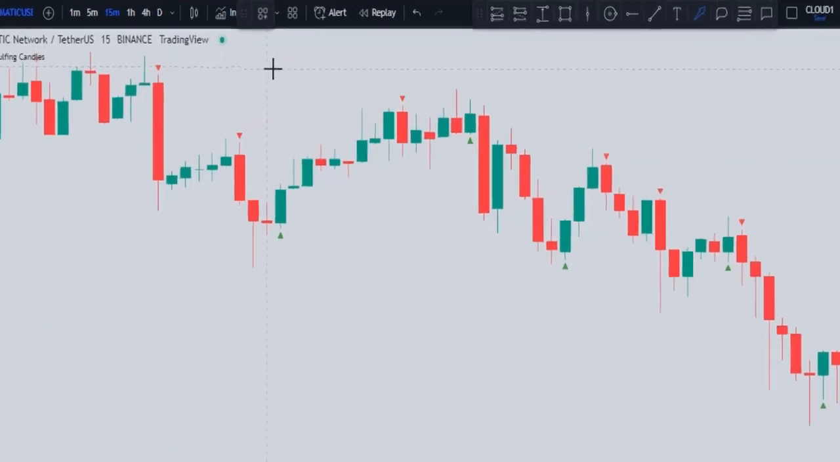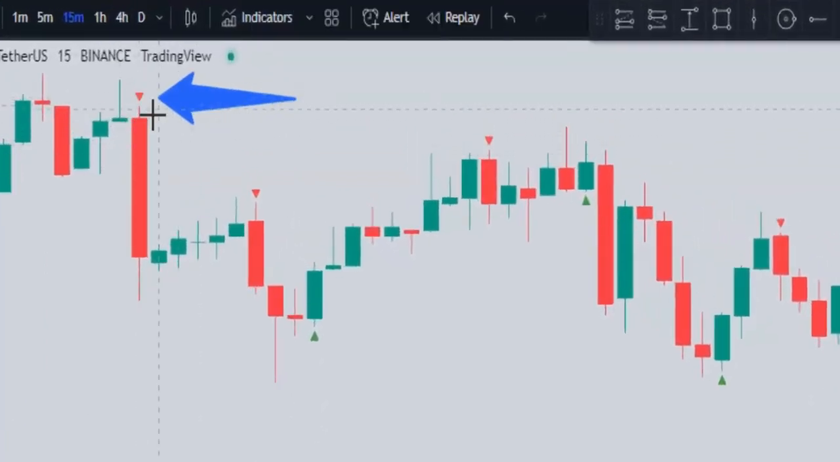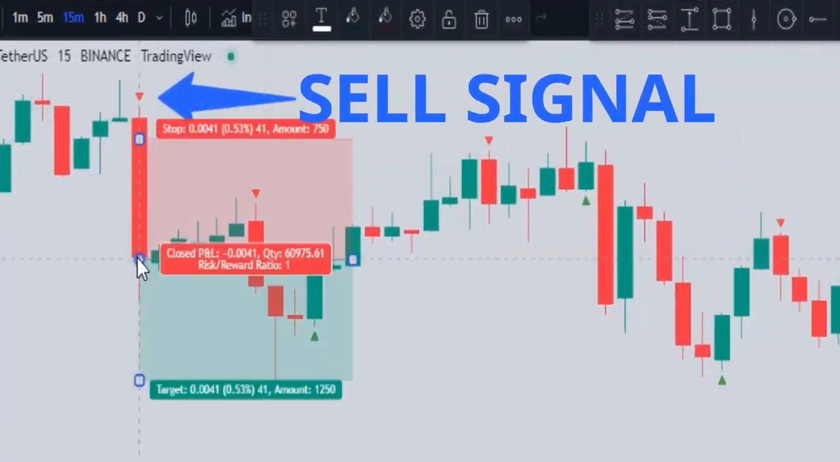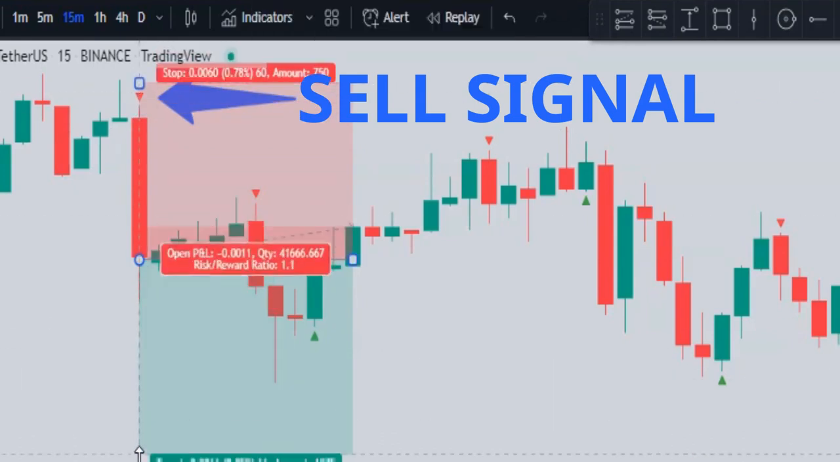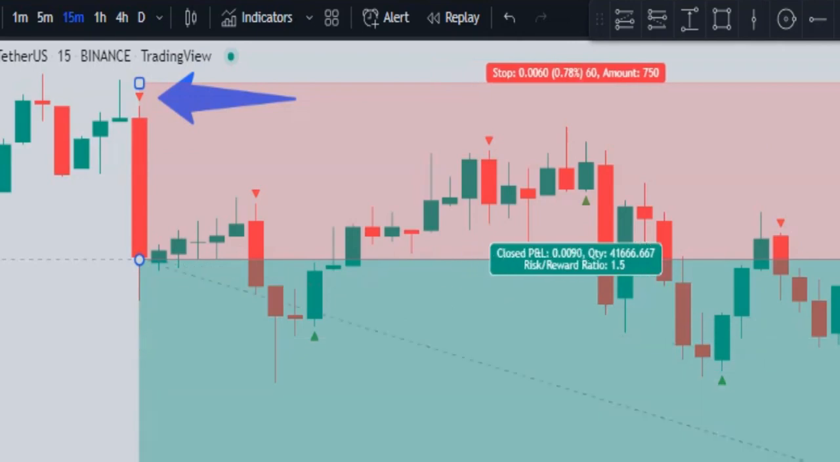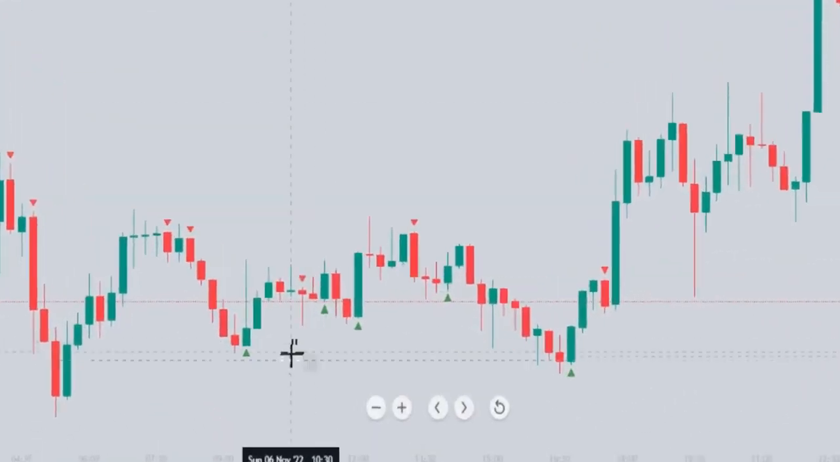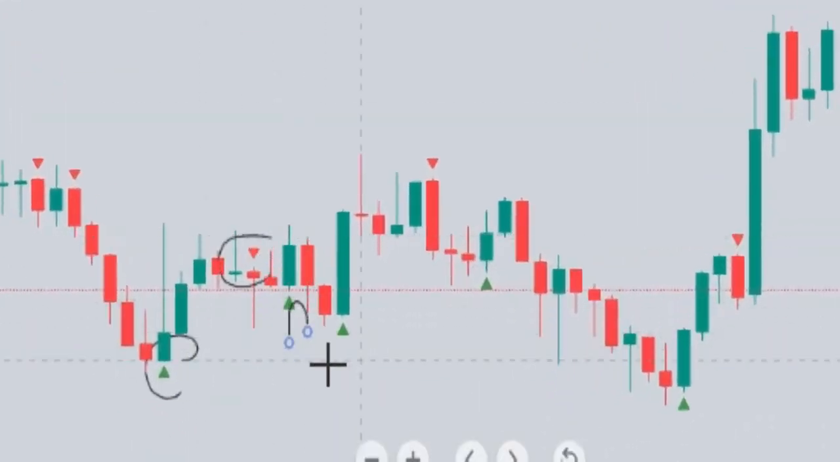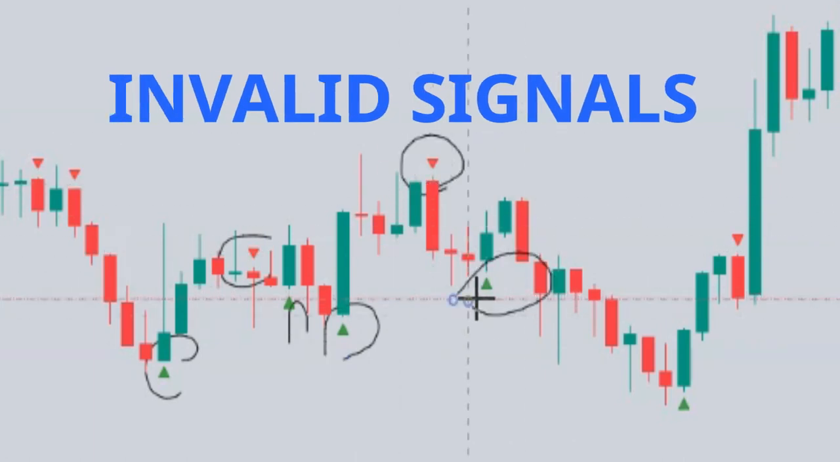And whenever a red triangle appears above the candle, it is a sell signal and you can take a sell order. But you cannot use this indicator on its own because there are many fake signals. So we should get rid of these fake signals.